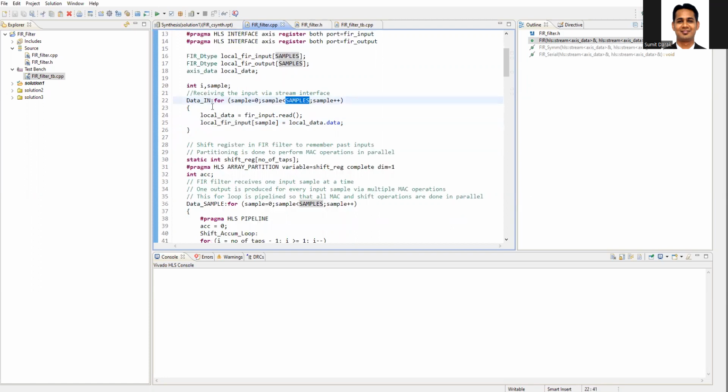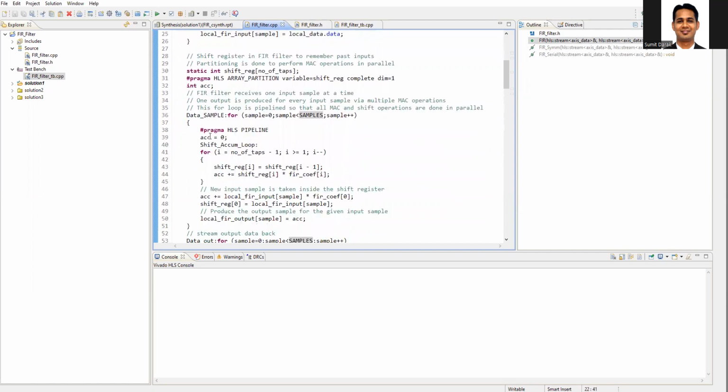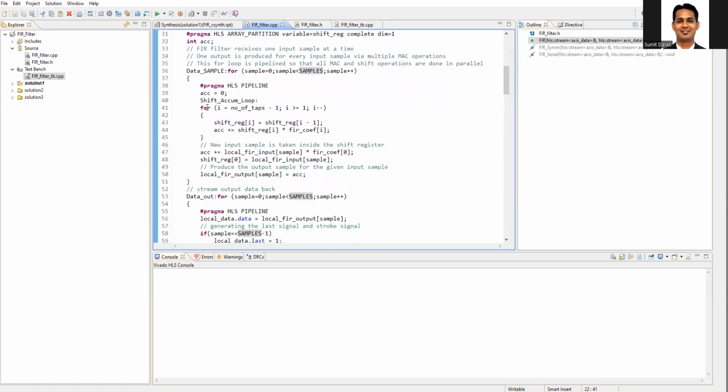Okay, so I receive this input. Then I have the for loop, which will process one input at a time, because in the FIR filter, you can give only one sample at a time as an input. Then I have 2 for loops. Here I have the one for loop.